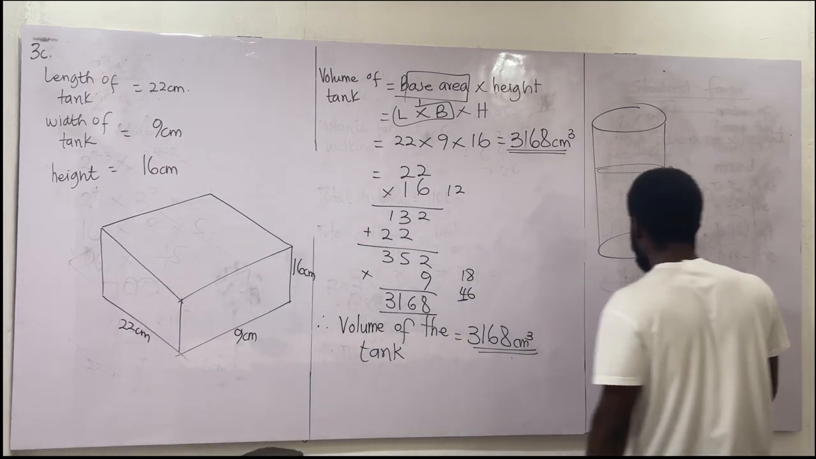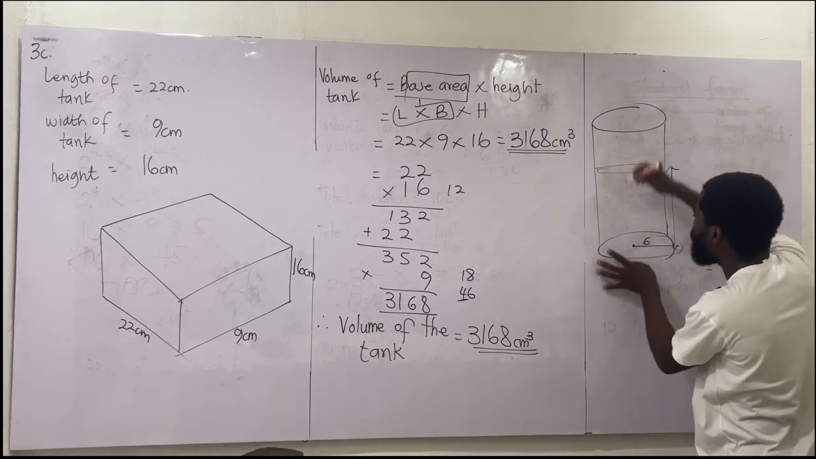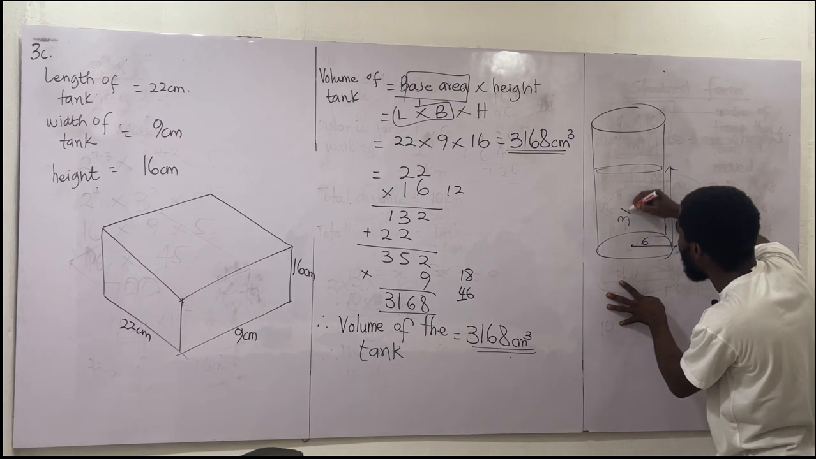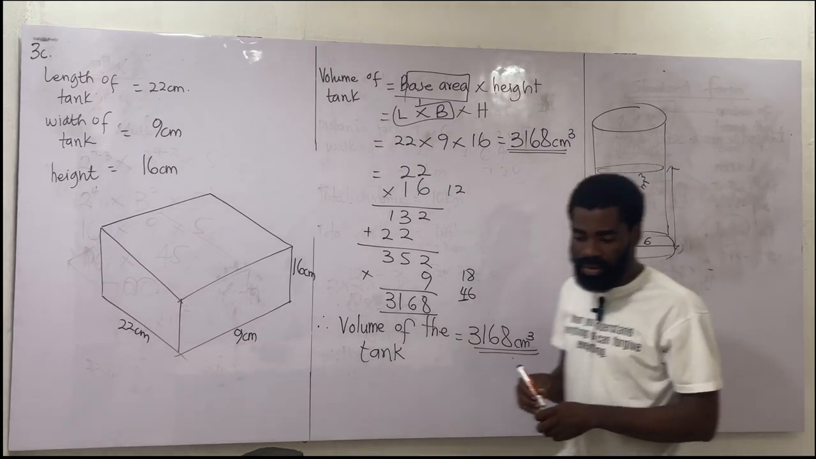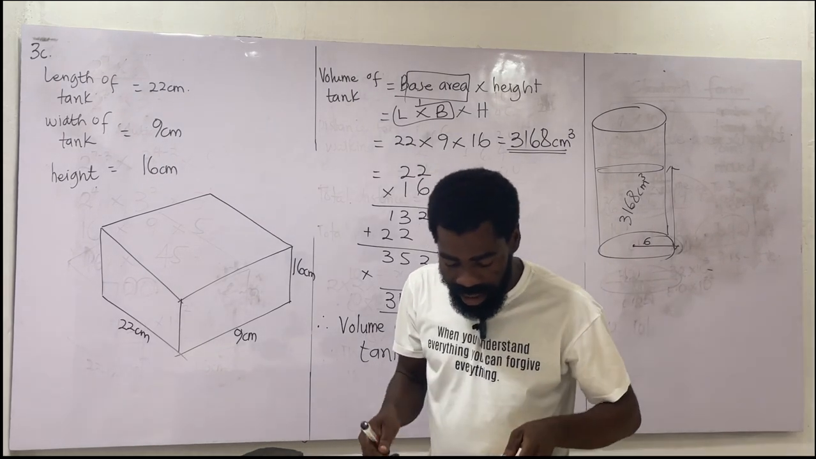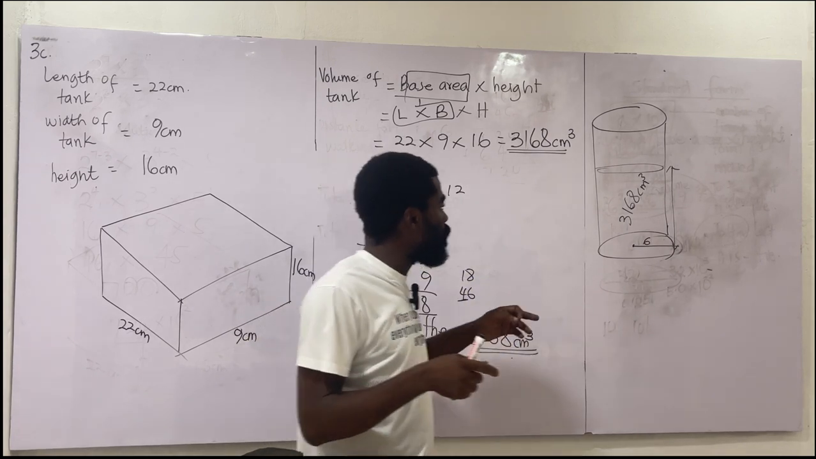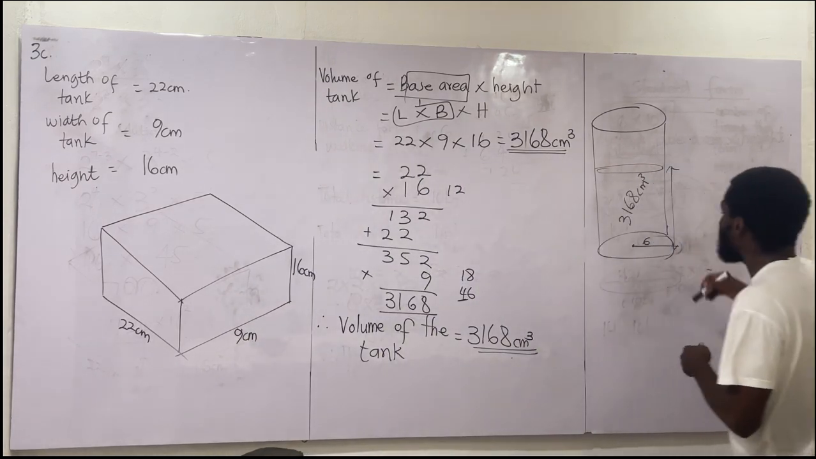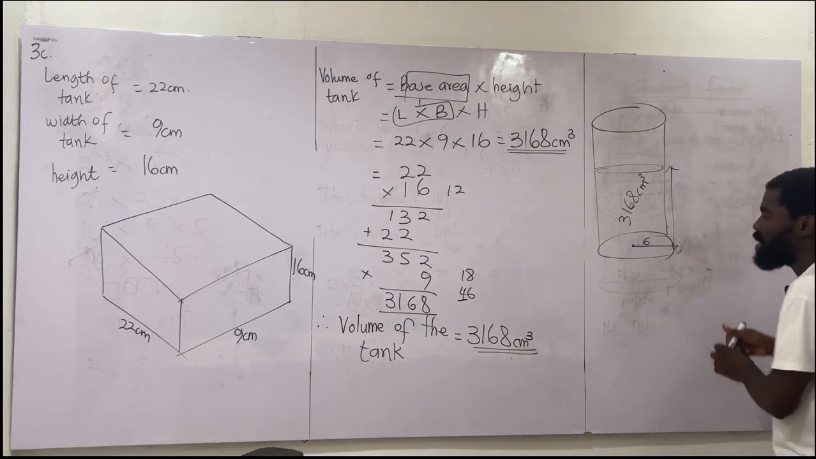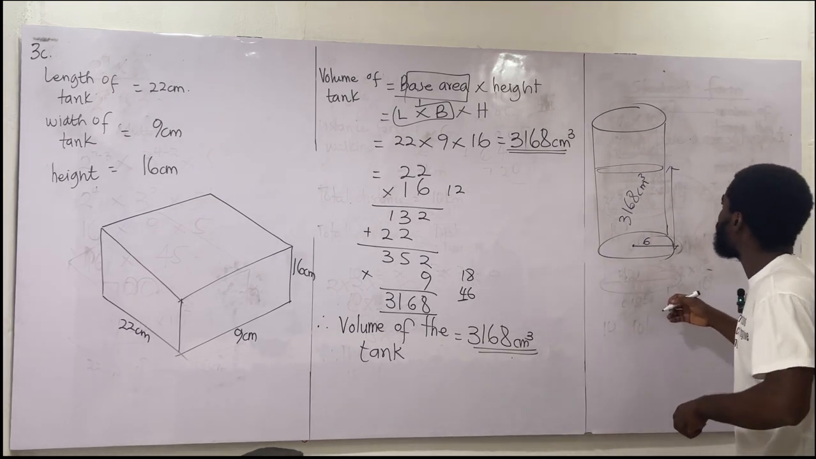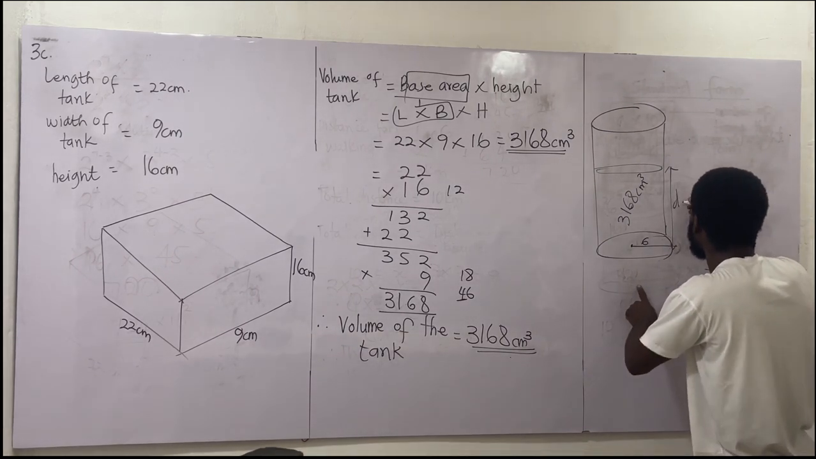So let's go. Once we pour the water into this, the volume of water here is now 3,168 cm squared. Cm cube, not square. Good. Now let's find the depth of water in the cylindrical container. That becomes this, which is the height we are looking for right now. So we are looking for the height of the water. Now, how do we find the volume of this cylinder? Let's call this depth D.